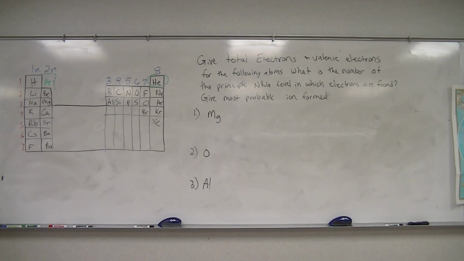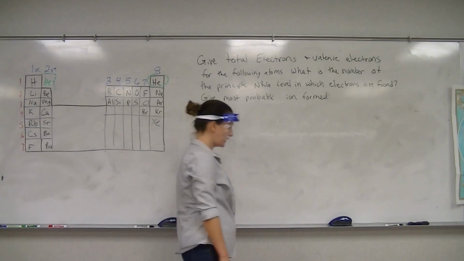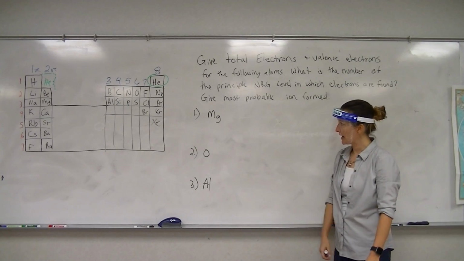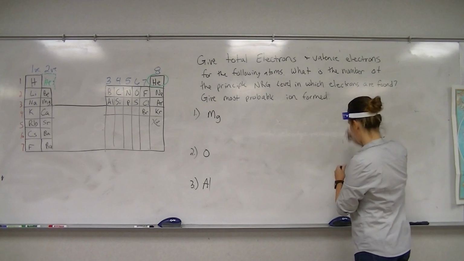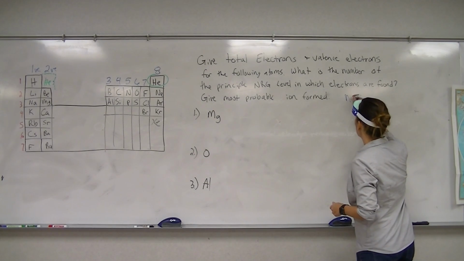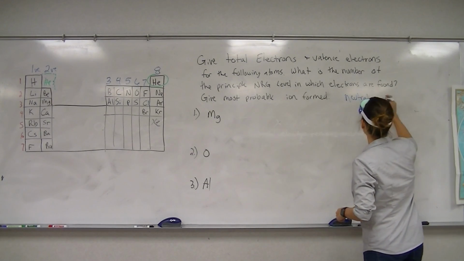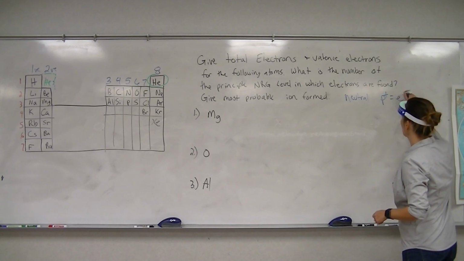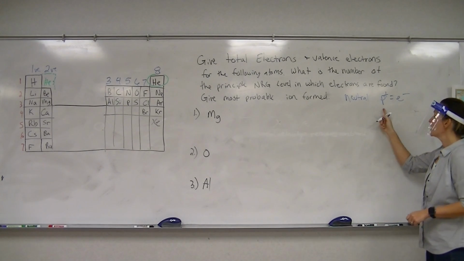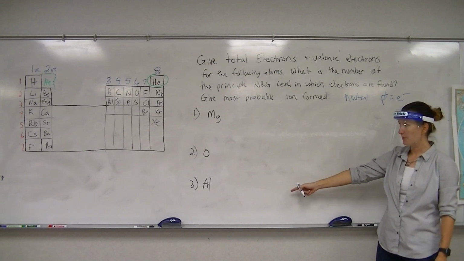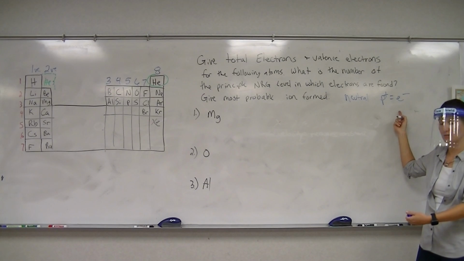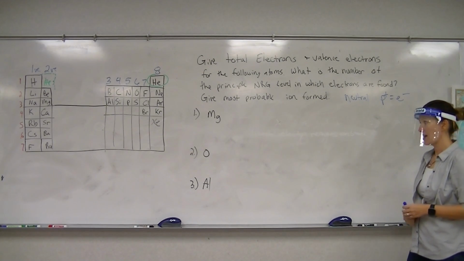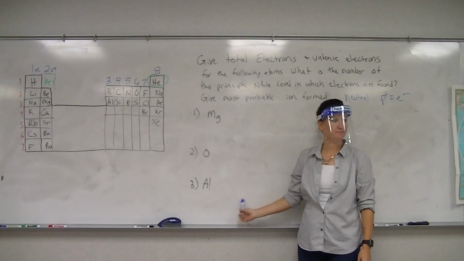So let's start with magnesium. For magnesium, to get the total number of electrons, notice all of these atoms that I have up here are neutral. So when they're neutral, let me write that over here, the protons are equal to electrons for neutral atoms. So if we know the atomic number, the number of protons, that's going to be the same as the total electrons. The other way we can figure that out is with the electron configuration.